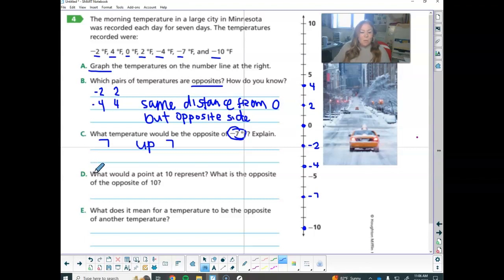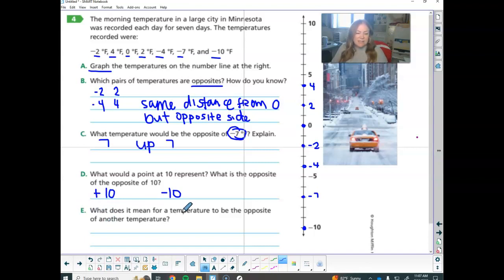D says, what would a point at 10 represent? So if we had 10 up here, right, that would mean it would be a +10. And the opposite of that is -10. So we don't have a 10, but that's what it would mean. It would mean 10 degrees above 0, which is positive. Above is positive.